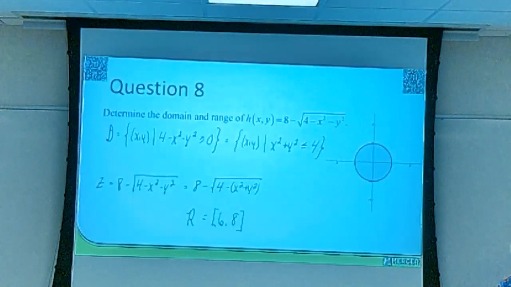If x squared plus y squared is 0. So you're only ever going to get values 6 to 8 from that function. Again, domain and range, same definition as with single variable. Just now it's multivariate.